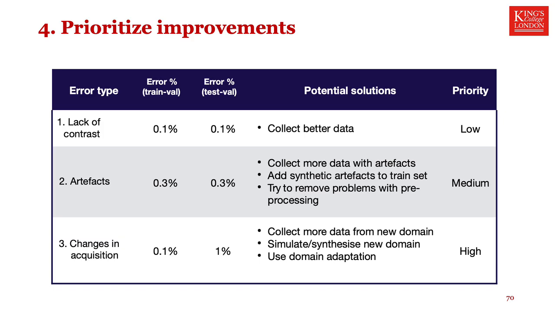So again, the priority of what to improve is a balance between the amount of work that will be necessary to achieve the potential solutions and the amount of error that exists between the test and the validation set caused by that specific error type.